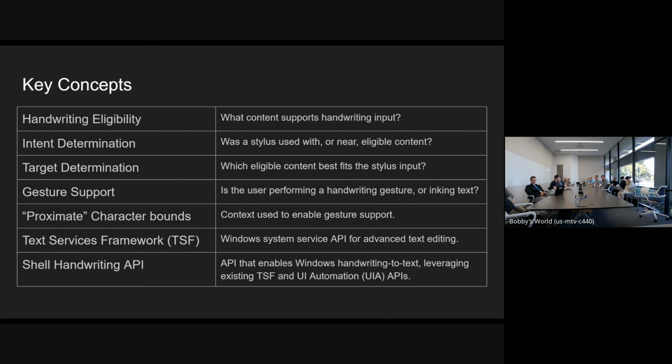Then there's proximate character bounds, which is something that we need for the renderer process due to some performance limitations that we'll discuss further later. Then there's text services framework, which is a collection of APIs that Windows exposes for rich text editing. And then shell handwriting API, which is a new API in that text services framework.